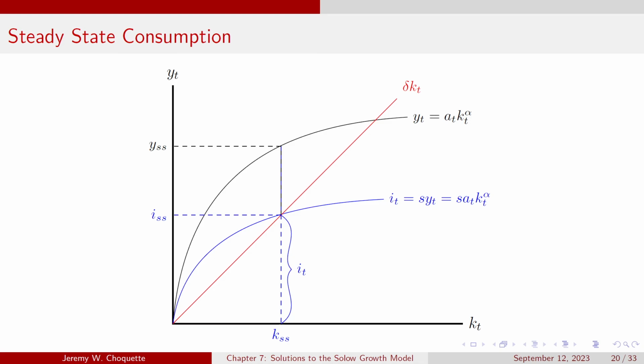Because remember, the vertical value here is output. So the vertical value that goes from the k-axis up to I equals S times Y_t, the blue curve, that vertical distance is going to be the amount of output that gets invested every period. And the vertical distance from the k-axis all the way up to that black curve, output, that total distance is output. So if I've got output and I know investment, then that difference between output and investment has to be consumption.